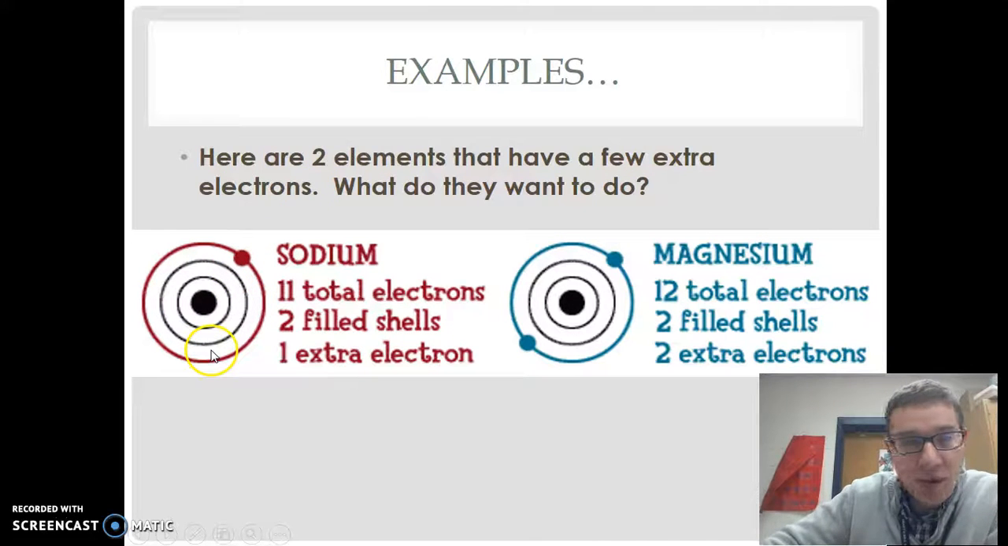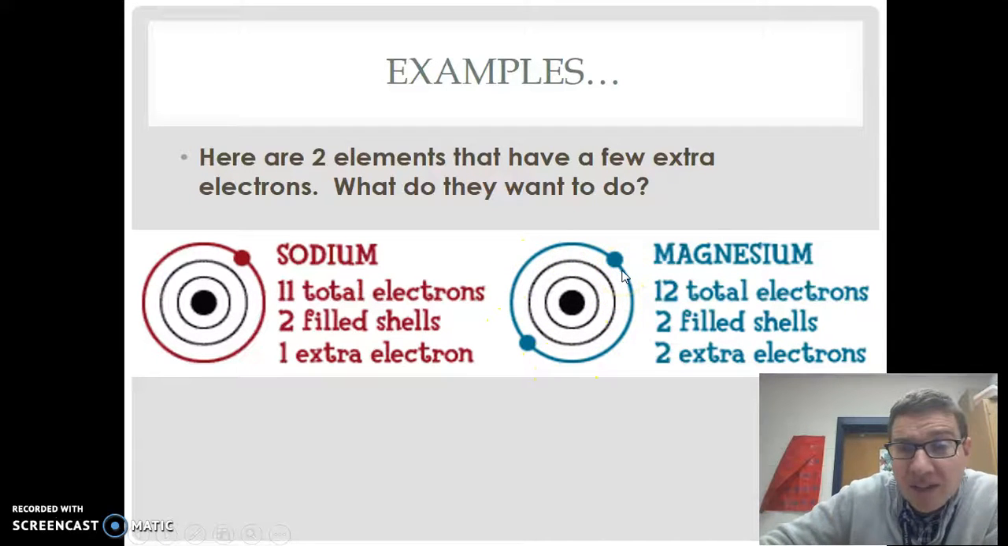Sodium reacts with water. It's highly reactive, and it explodes because it's trying to bond and get rid of that electron. Magnesium is also reactive. If you remember from our lab, we put magnesium in acid and it was reacting. That's because it has 2 valence electrons.